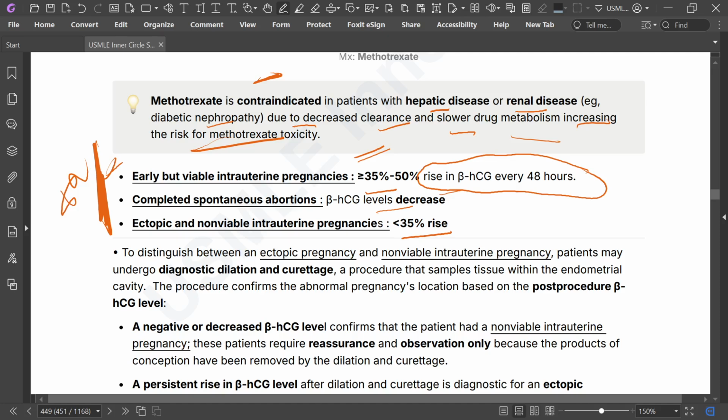There are relative contraindications to methotrexate therapy, conditions that make methotrexate less efficacious and increase risk of treatment failure, like if beta hCG level is more than 5,000, if there is fetal cardiac activity, and if the ectopic mass is more than 3.5 centimeters.